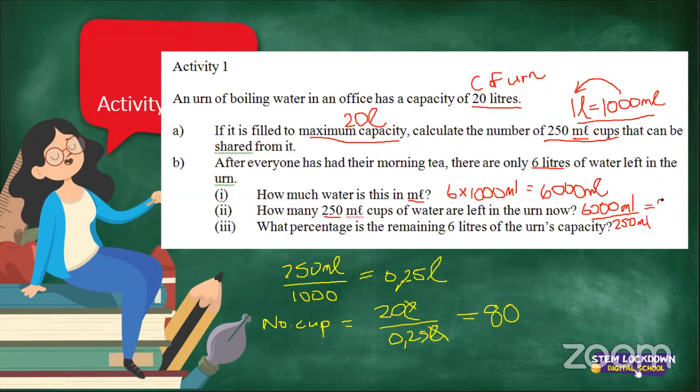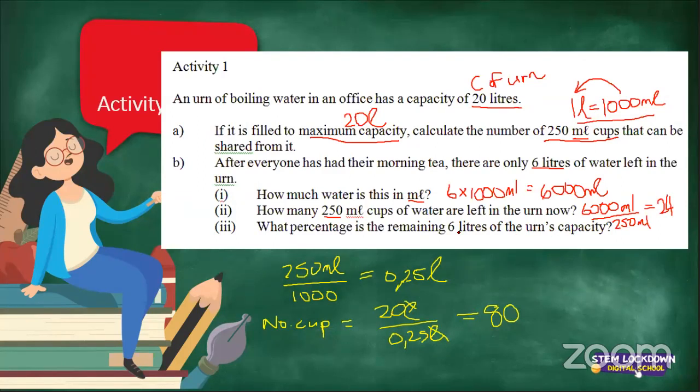24 times is correct. And that's what is important with this type of questions, that the units must be the same. So you can't divide 6 liters with 250. The answer will be incorrect. Okay, last question. What percentage is the remaining 6 liters of the end's capacity, right?